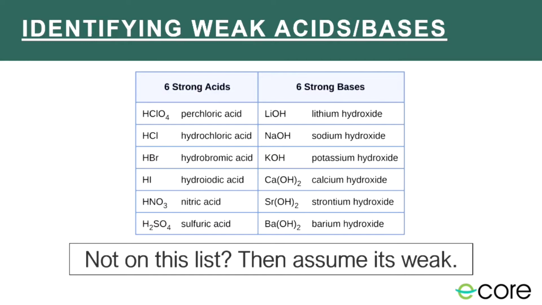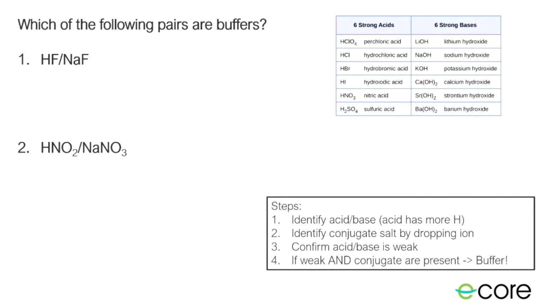All right. And that's how you're going to be able to identify weak acids and bases. Now, ultimately, if you have to Google something like this, that's fine. Of course, you won't be able to on a test. So for a test, you want to have these strong acids and strong bases in mind. But ultimately, some acids you just have to Google to confirm if they're weak or strong. All right. Now, these are the strong acids or bases. So anything not on this list is weak and might be able to make a buffer. Let's go ahead and practice identifying a buffer. Which of the following pairs are buffers?